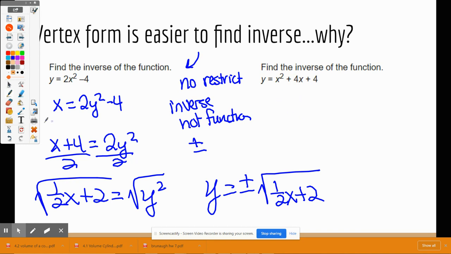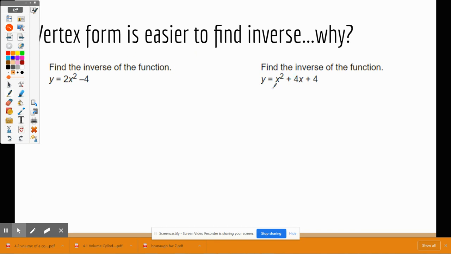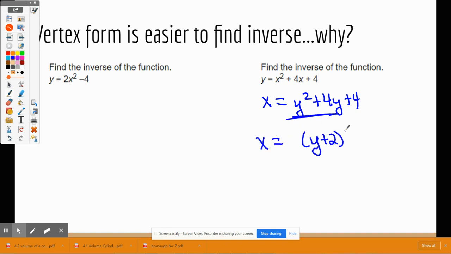Well, how do you find the inverse of this guy? Well, you switch the x and y and solve for y, but look what happens. X equals y squared plus 4y plus 4. How do I get y by itself? Well, you complete the square, right? You could have completed the square first, or you can complete the square now. What square is this closest to? It's closest to a y plus 2 squared, which will put 4 in the corner, which is exactly what I have. Now I can get y by itself.